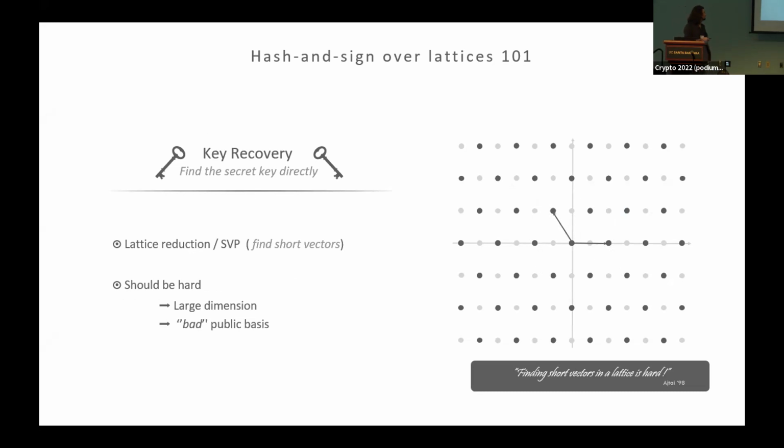To make this problem hard, we need to work in large dimension, of course, and we want the public basis to be bad in some sense, because of course, if I give you a good basis to begin with, you don't have anything to do. Okay, so that's first the key recovery.